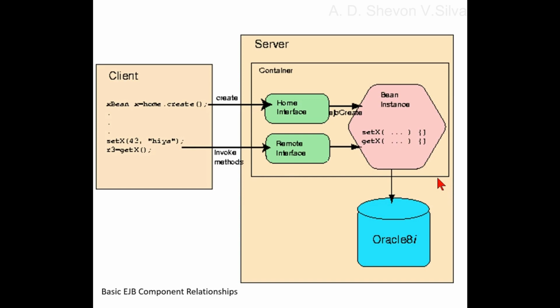Here you can see a client is connected to the home interface. Create is passed from the client to the home interface, and invoke methods are passed from the client to the remote interface. The server container and Oracle 8i are inside the server.